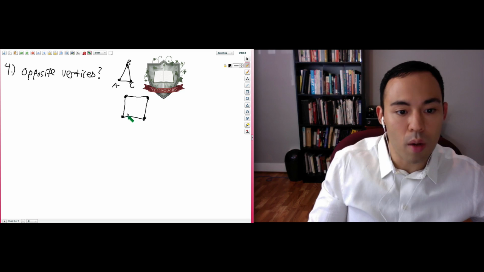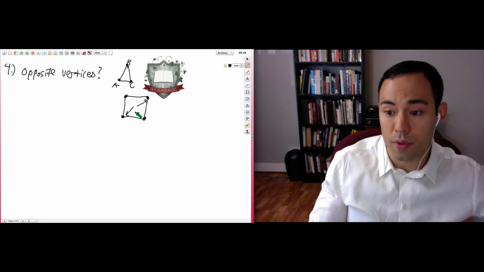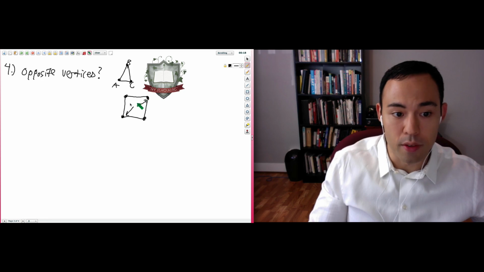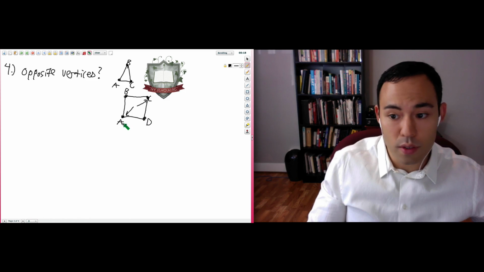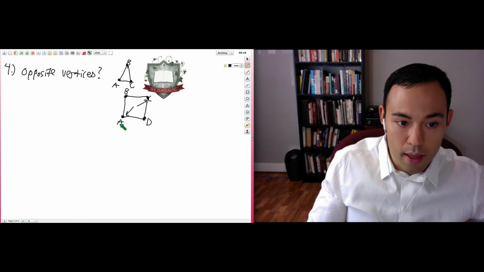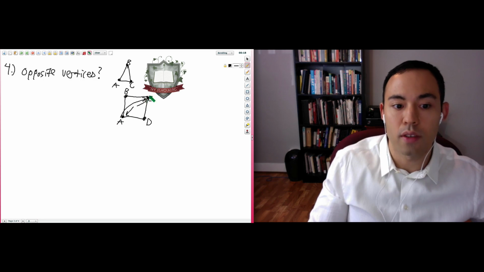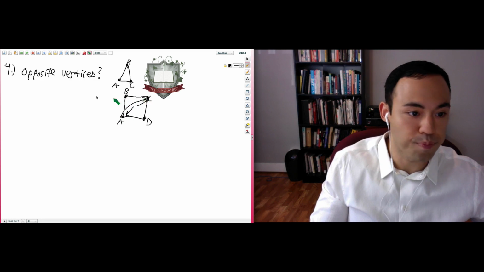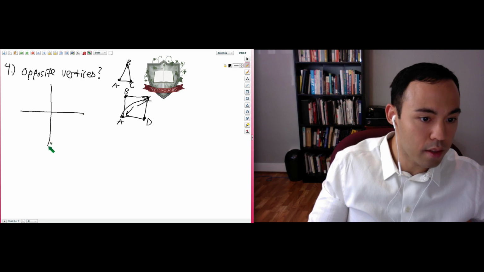Okay, so when it says opposite vertices, they mean those corners that are opposite from one another, like in this fashion. They don't mean, if this were a rectangle ABCD, that opposite vertices means A to B. It would mean A hop across to C. Those are opposite vertices. All right, so let's go ahead and draw this XY coordinate plane.